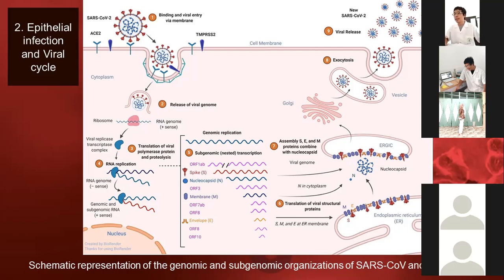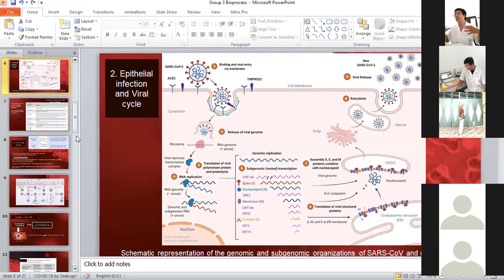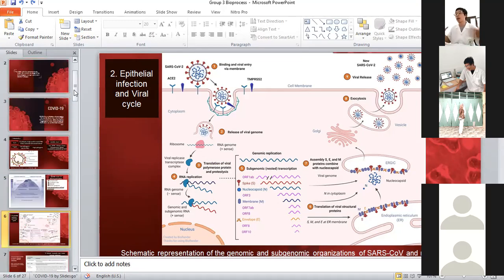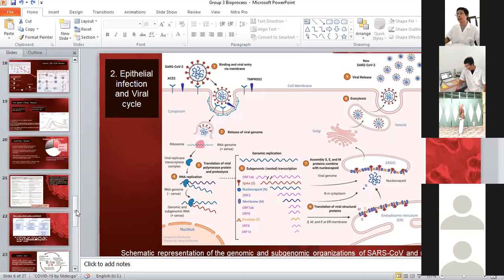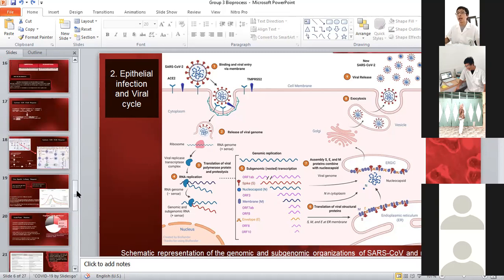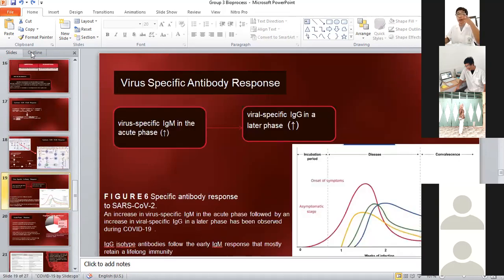Previously you showed the graph of the immunoglobulin dynamics, IgM, IgG, and IgA. Would you mind moving to the slide showing that graph? Because in response to virus infection, our body will produce immunoglobulin types M, G, and A. Yeah, that's slide number 19. Yeah, this is it.